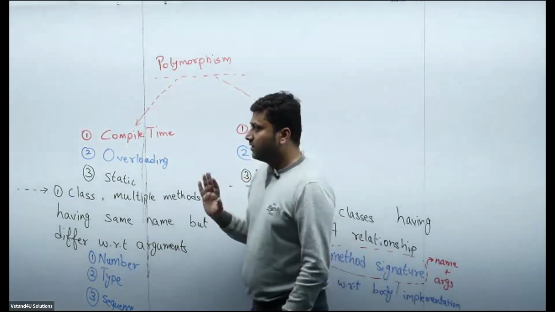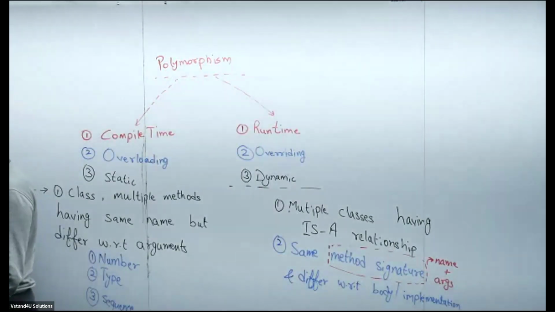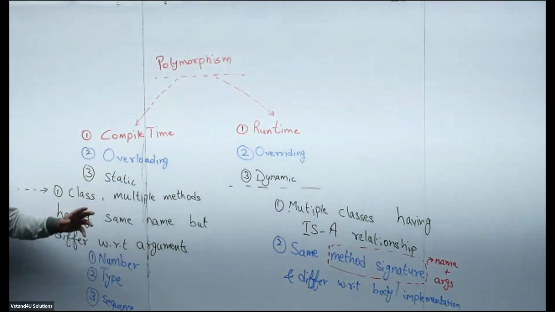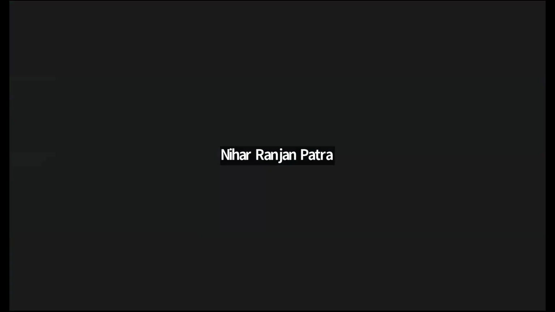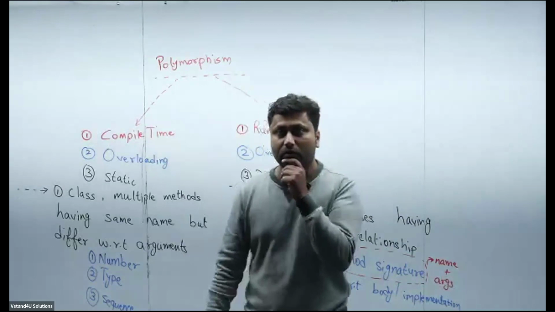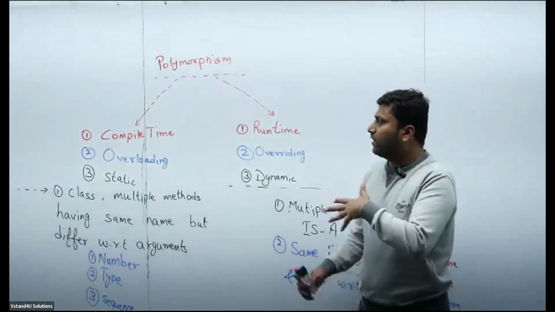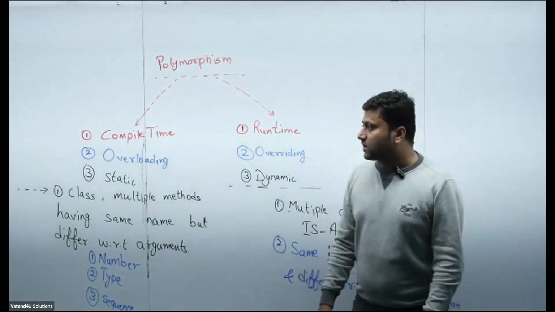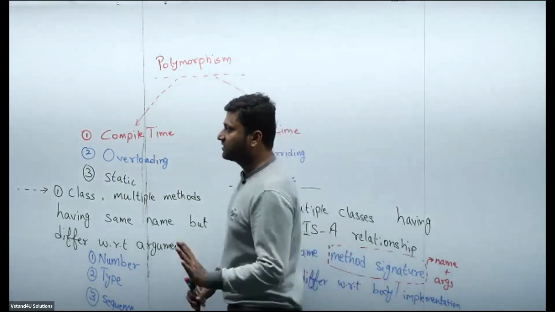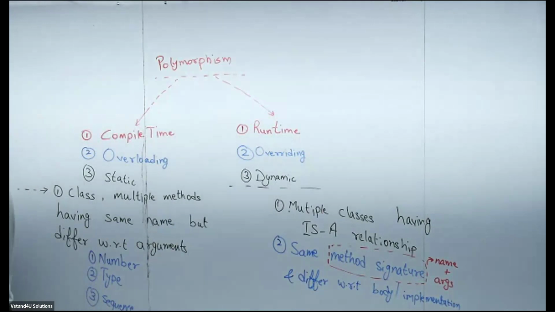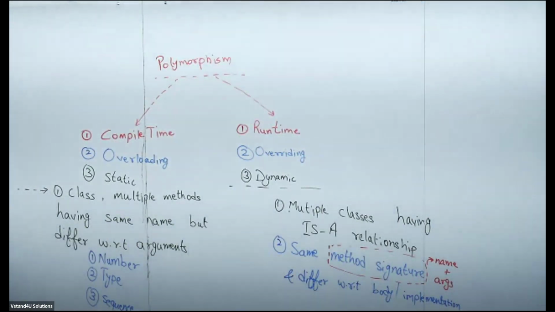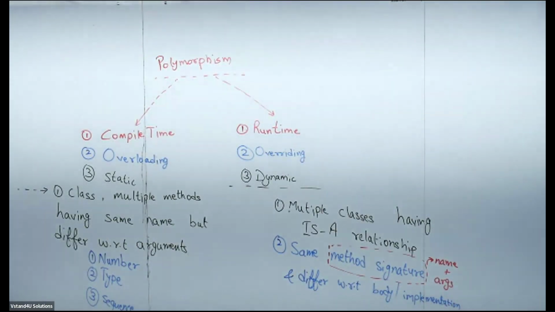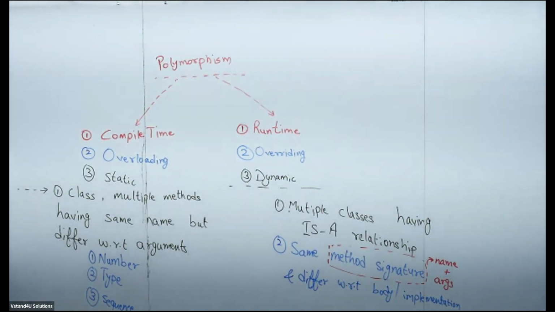Am I clear? By the way, are you confident right now why overloading is called compile time or static polymorphism? Can you justify this right now? Why is overloading called static or compile time? Can you justify this? Then I'll not cover that point. I'll move ahead. If you are sure, we'll not talk about it. Do you know? Yes, no?